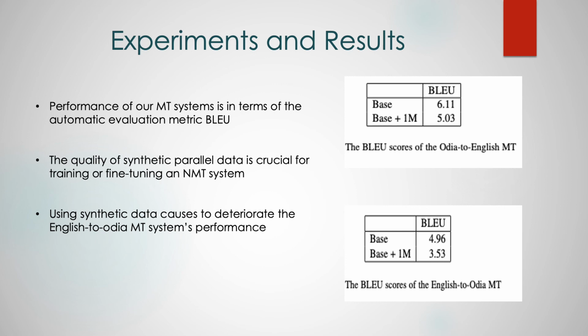Now, we used the baseline back translation engine to generate synthetic data for English to ODI translation engine. Adding the synthetic data didn't help us improve the score, rather it decreased the score to 3.53. Now we had the following observations. The quality of the synthetic data is crucial for training or fine-tuning the NMT system. Using synthetic data causes the English to ODI MT system's performance to deteriorate.